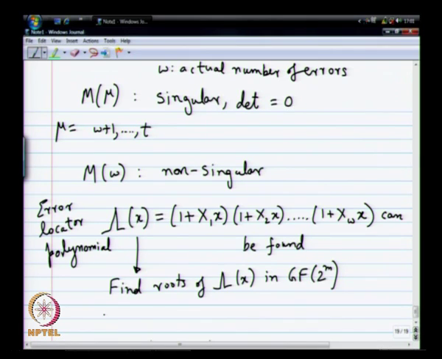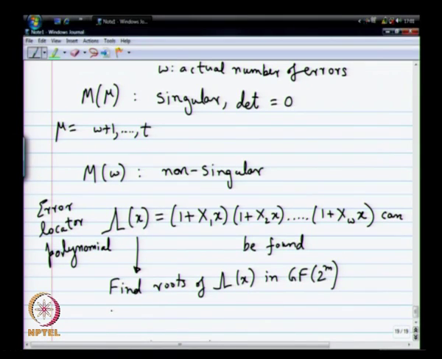If you get W distinct non-zero roots, you proceed. Otherwise you just declare something is wrong, which means your bounded distance decoding assumption has been violated somewhere. A lot of errors have happened in transmission, and somehow you got pushed into some other situation. Something has gone wrong, so you can detect that an error has happened.